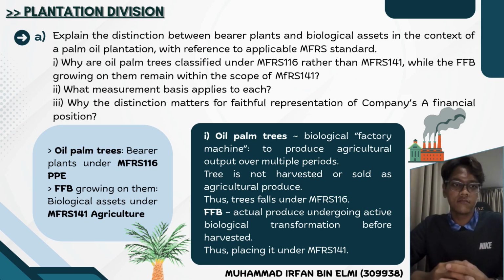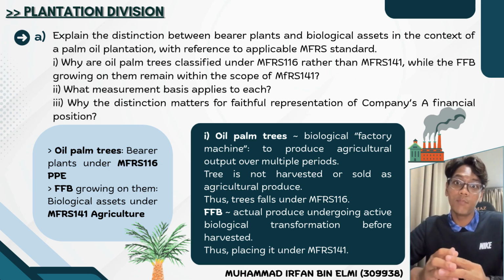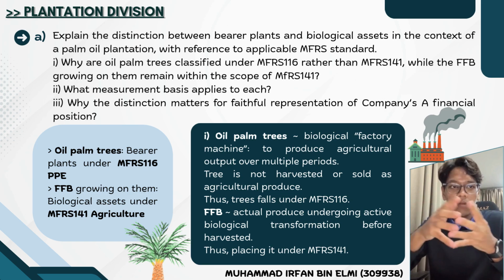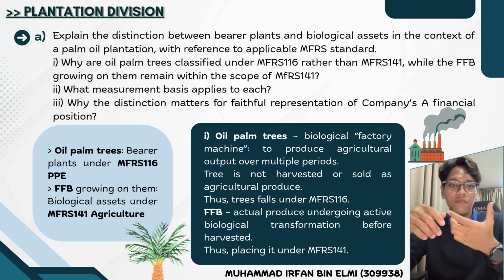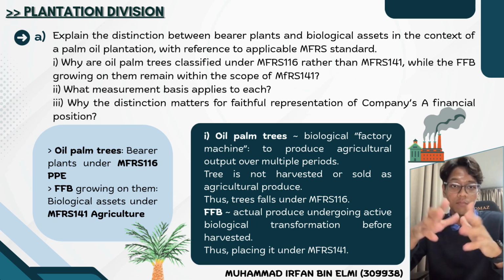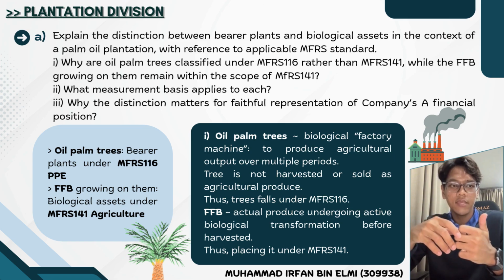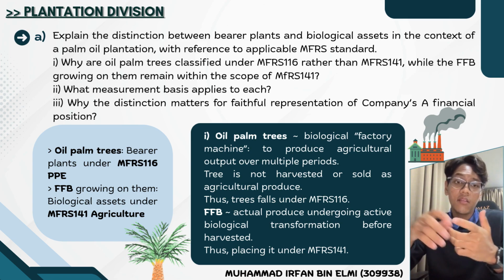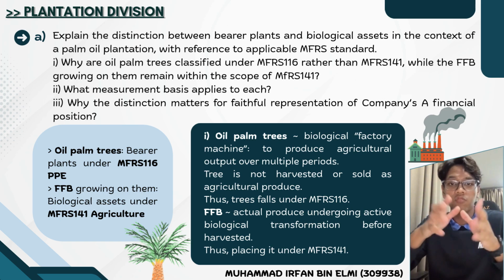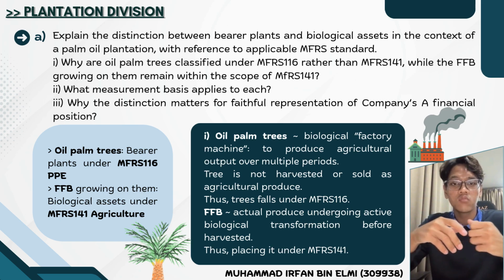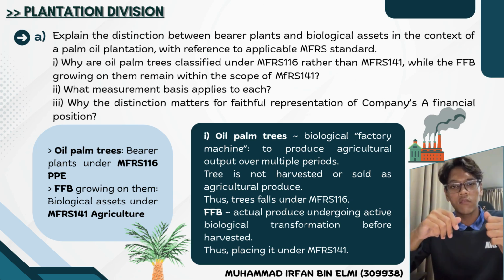So why the differences? So let us think the oil palm tree as a biological factory machine, where its sole purpose is actually to produce agricultural output or the byproduct over multiple period of time, whereas the tree itself is not harvested or sold as agricultural produce, but it is our asset. That's why it falls under MFRS 116 PPE. Whereas for the FFB, it is actually an agricultural produce or byproduct that undergoes active biological transformation before it being harvested, which is why we've placed it firmly under MFRS 141.